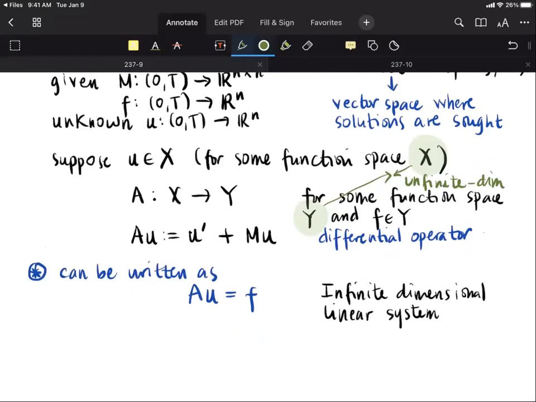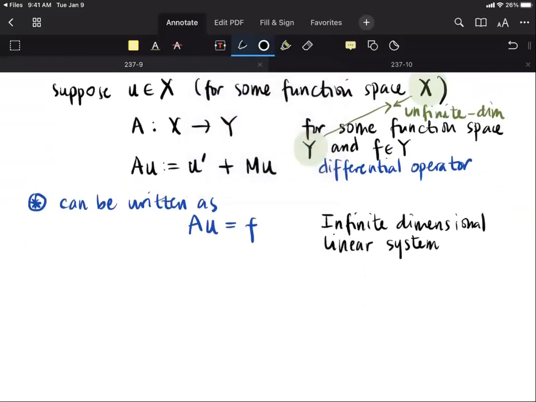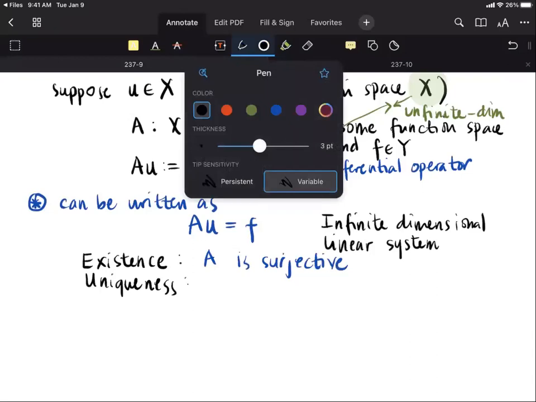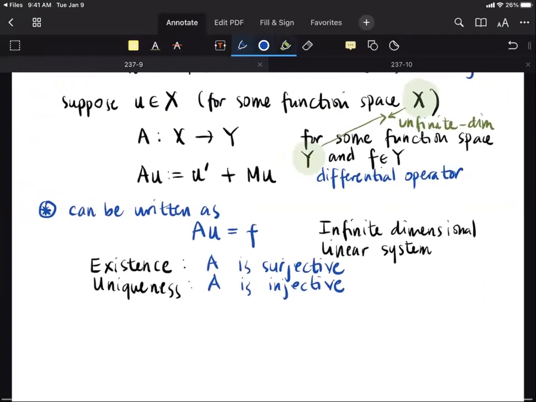And in this way, so for existence of a solution, it is enough to consider that A is surjective. And for uniqueness, suppose you have two solutions, you subtract them and you will see that you need that A is injective. So if you have a solution, it is unique if your operator is injective. So in particular, you have a unique solution if your operator A is bijective. Okay, and this A here is a linear operator.